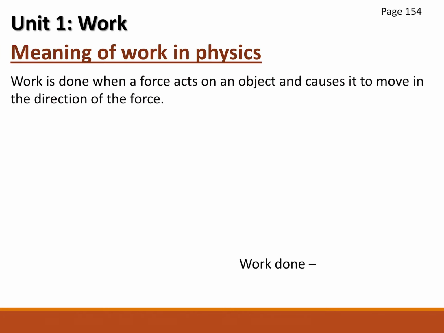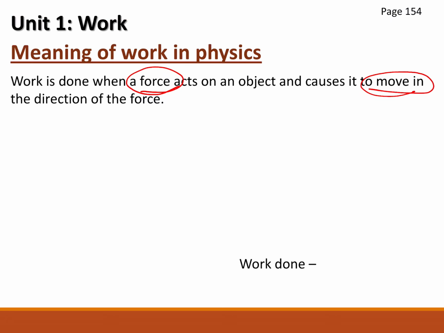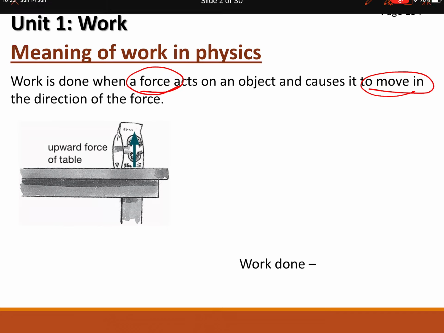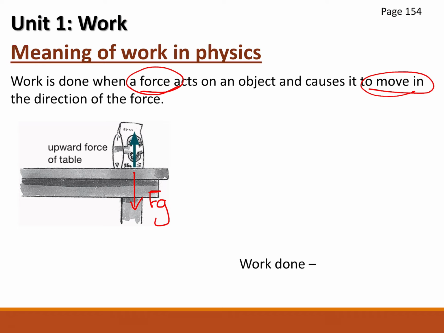In order for work to be done in physics, what we need is a force to act on the object, and we need the object to move in the direction of that force. So there has to be movement and there has to be a force. When we look at an example of an object on a table, now remember, my object could also have a downward force because, of course, there's gravity, but that really is irrelevant because the point here is that the object isn't moving.